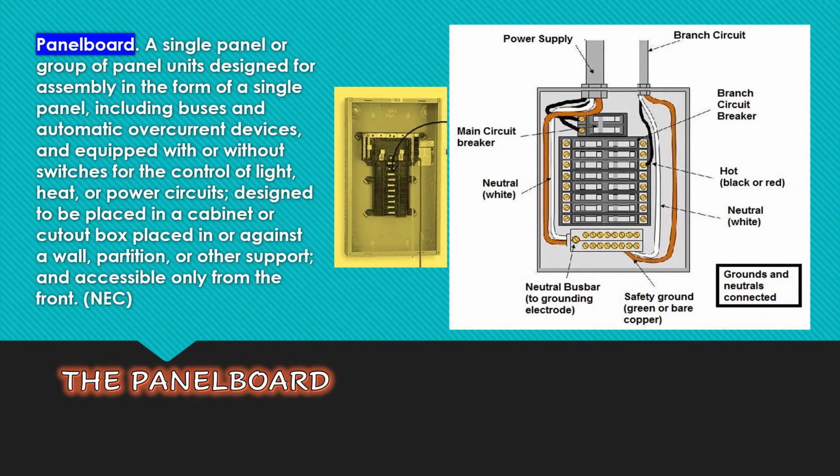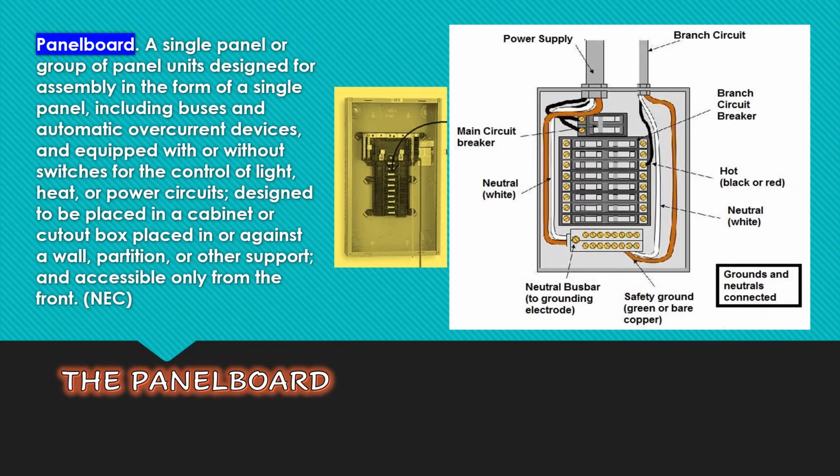So what is the meaning of the panel board? According to the NEC, or National Electrical Code, a single panel or a group of panel units designed for assembly in the form of a single panel, including buses and automatic overcurrent devices, and equipped with or without switches for the control of light, heat, or power circuits, designed to be placed in a cabinet or cutout box placed in or against a wall, partition, or other support, and accessible only from the front.